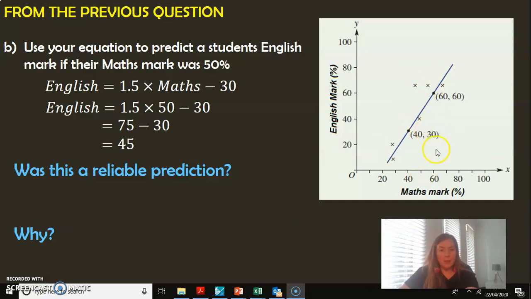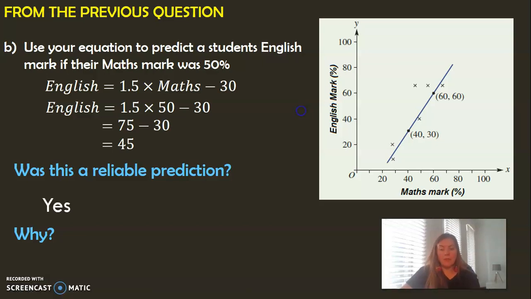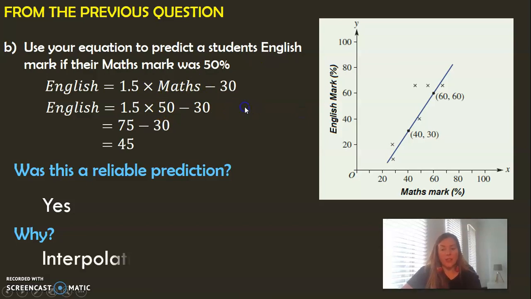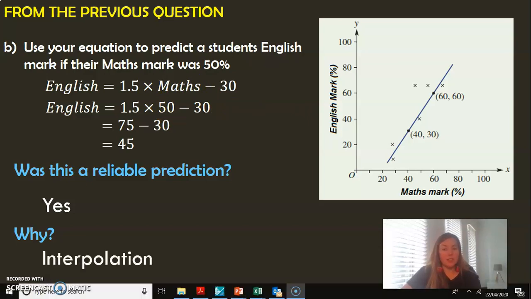If I was making a prediction that was outside of this range, then it wouldn't be reliable. But because this one here is certainly nestled within these data points, it's going to be reliable. So in this case, yes, it's a reliable prediction, and that is because it is within our data range. We have data that supports this prediction, and hence we call that interpolation. You can just say that word, interpolation. You don't have to write an essay as long as you've got that word written down.